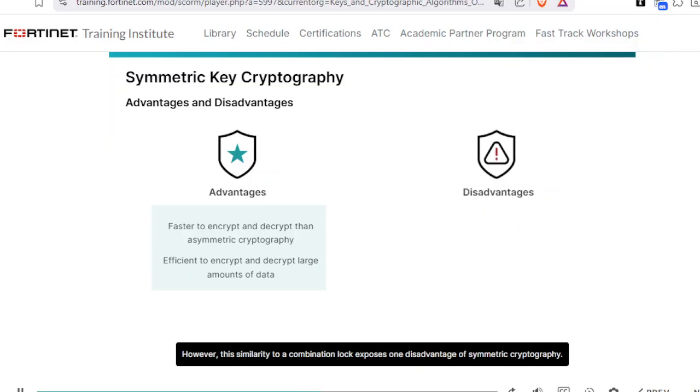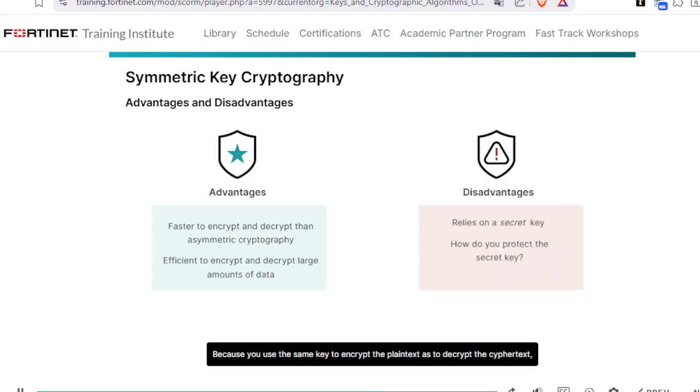However, this similarity to a combination lock exposes one disadvantage of symmetric cryptography. Because you use the same key to encrypt the plaintext as you use to decrypt the ciphertext, the key must remain a secret to protect the data. How do you protect the secret key? If Alice encrypted a message for Bob, she could safely send the ciphertext. But how would she securely deliver the key?